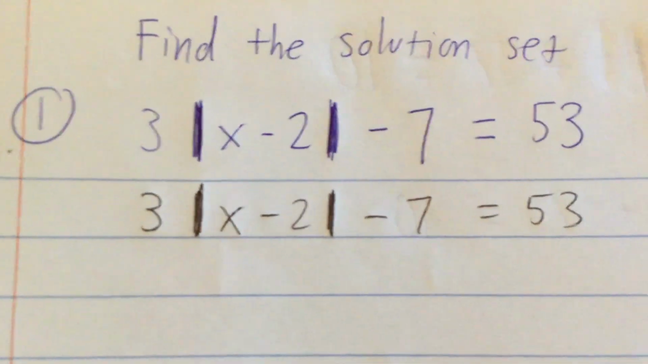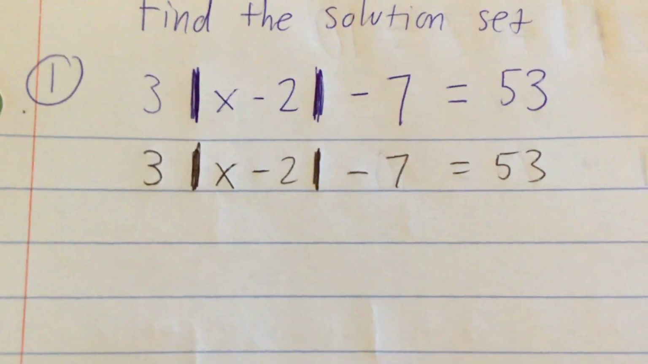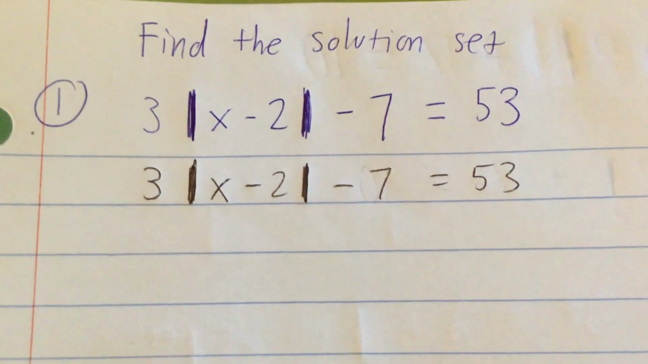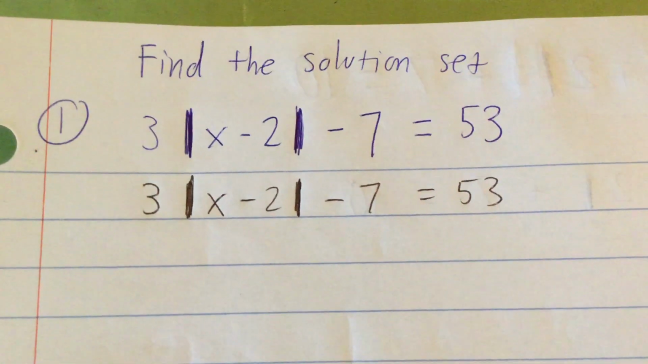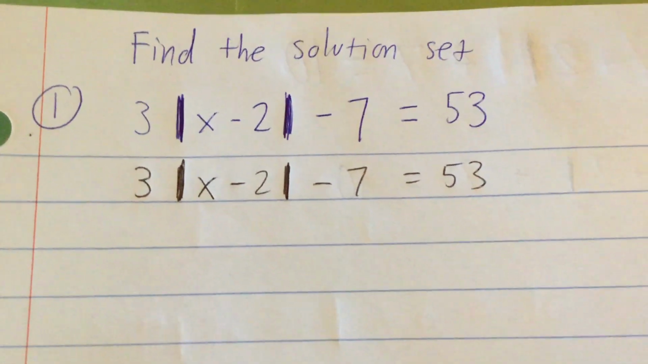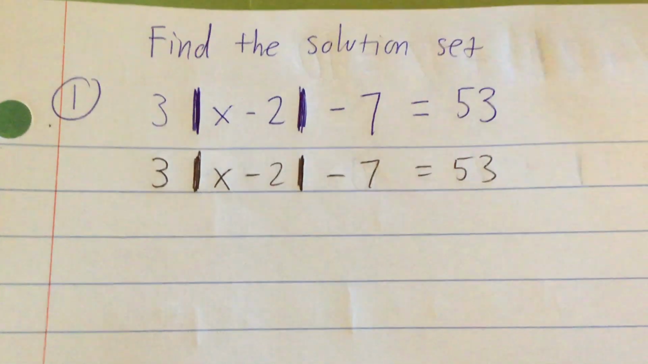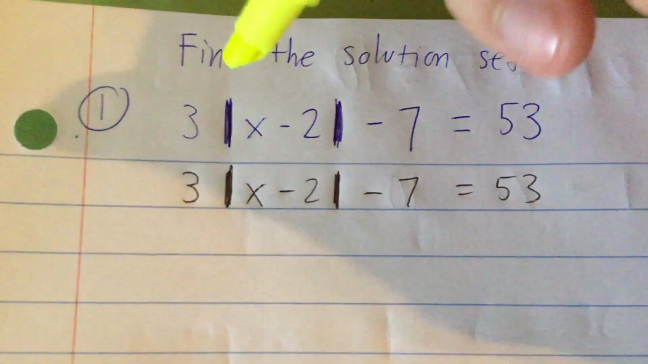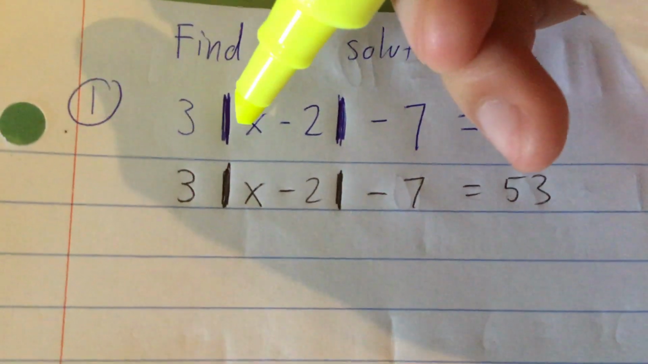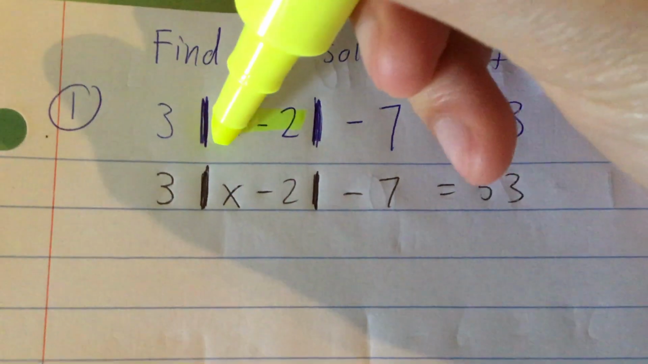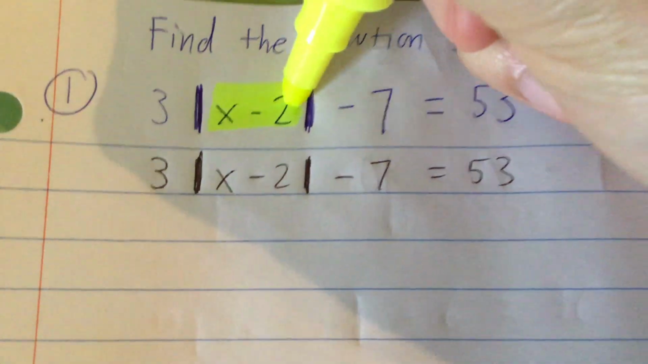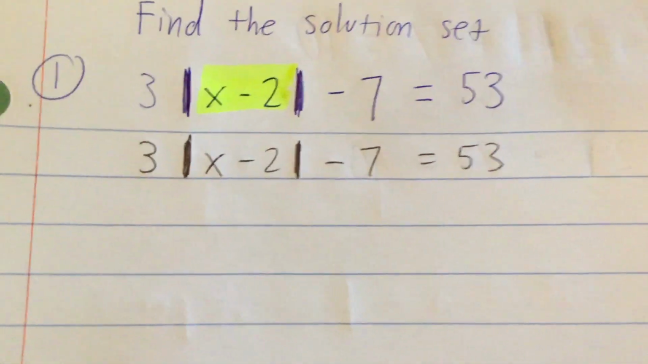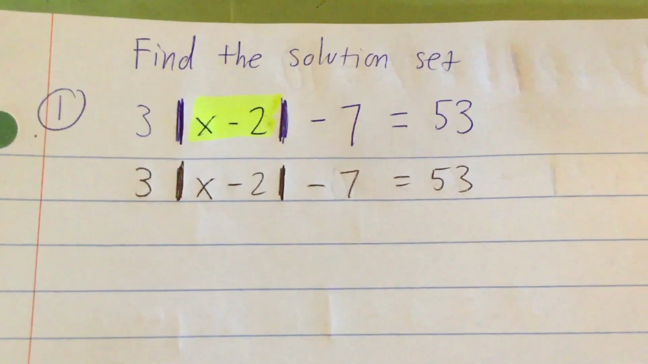So let's take a look at problem number 1. The original problem is going to be in blue. So we have 3 times the absolute value of x minus 2 minus 7 is equal to 53. First things first, you can't split it into 2 equations until you get the bars isolated. So I'm going to put a highlighter on the expression with the bars. It's much easier to solve if you have it in highlighter, in my opinion. If it's fine with you in pencil, that's totally doable.